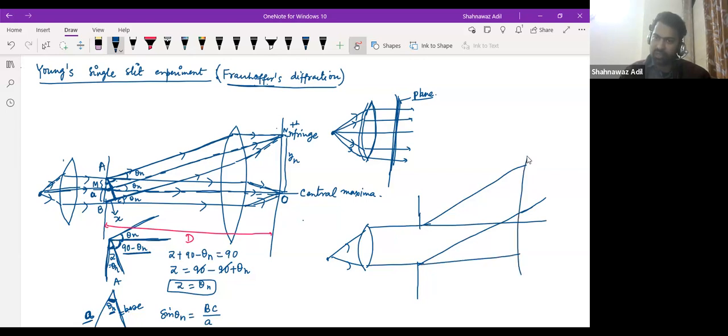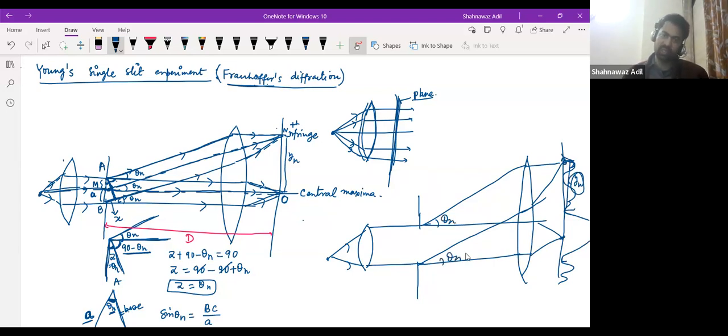And then we have this lens. On the screen, they will merge, and this will merge in here. So in here, we will get the central maxima, and then the intensity will decrease, and then we will get the nth fringe in here, and this is theta and theta. So this is how we can quickly draw this diagram.